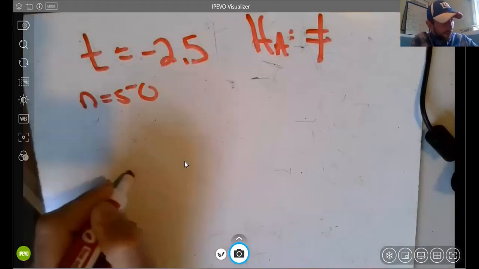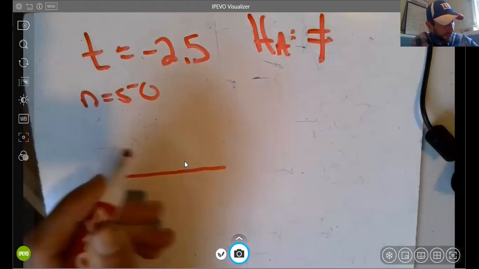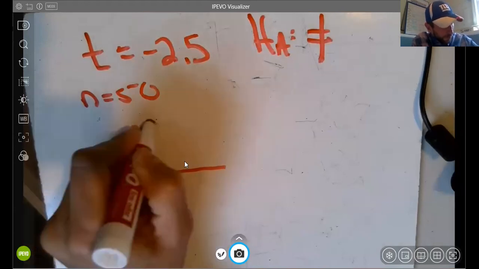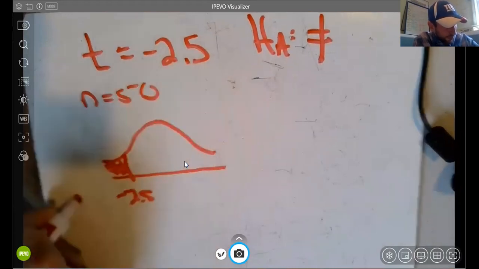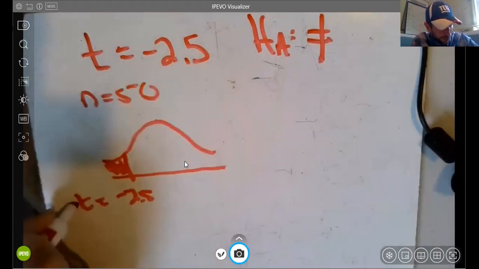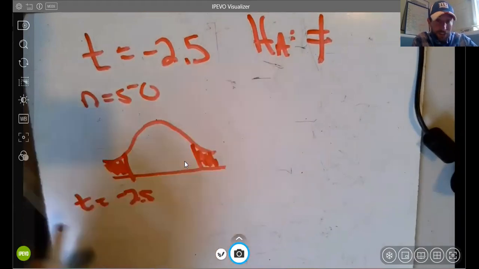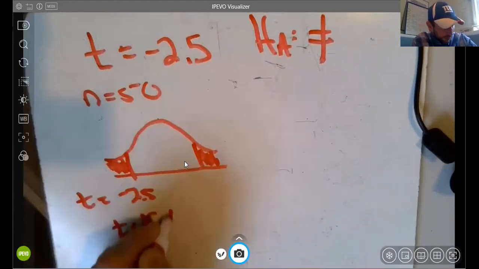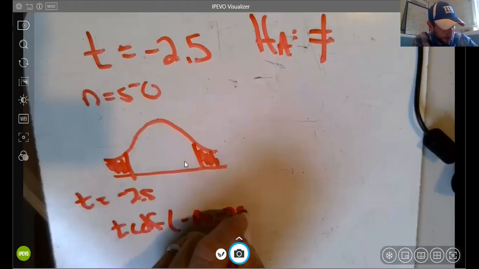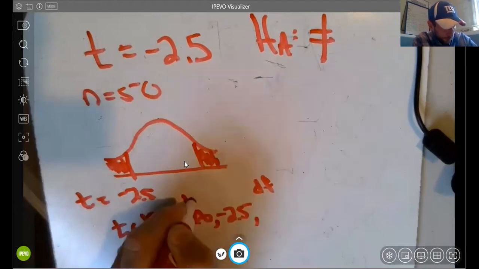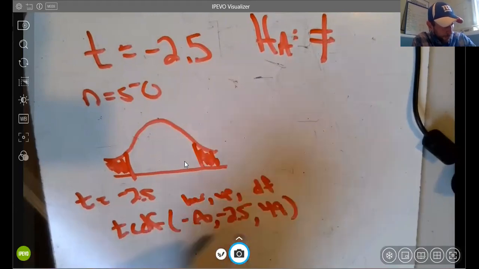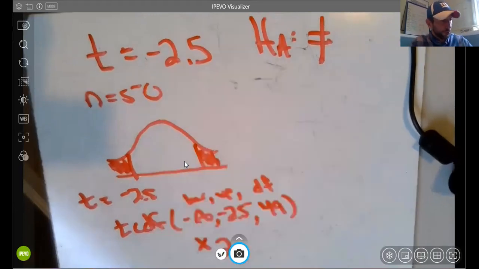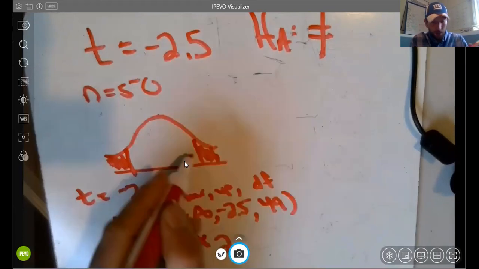And in class, hopefully we'd see this done 2 different ways. So some people mark negative 2.5 for our t-score and shade over here, but this is a 2-tailed test. So one option might be t-CDF, negative infinity, negative 2.5, and then our degrees of freedom, right? So lower, upper, degrees of freedom, and that's 49. And then we're going to multiply that answer by 2 because of a 2-tailed test.